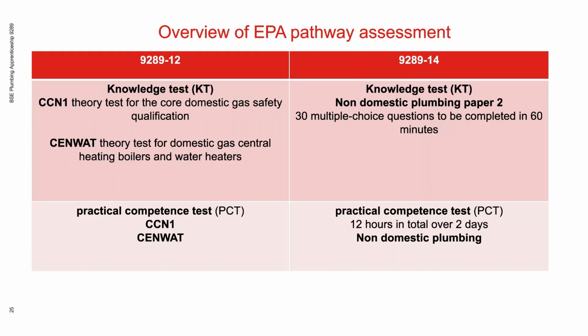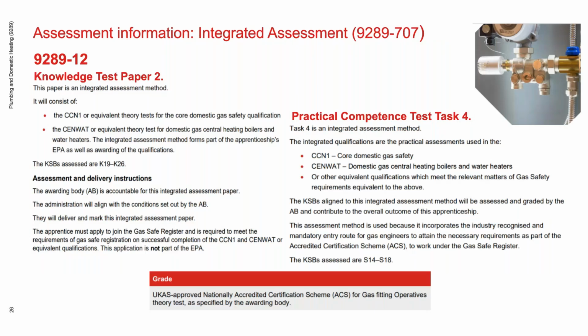And as we spoke about before, we've got those additional practical competence tests, tasks 4A and 4B. So they've got to be done. It's 12 hours over 2 days for the non-domestic plumbing. Integrated assessments for 9289-12: again, we've got the knowledge paper test 2, which is the CENWAT and CCN1. The practical competence for that would be the CCN1 core domestic gas safety and the CENWAT domestic gas central heating boilers and water heaters.